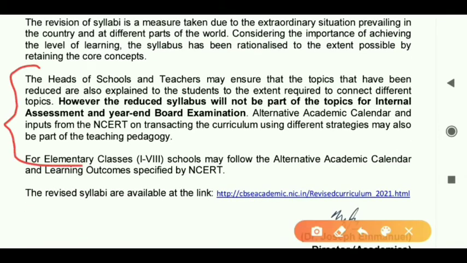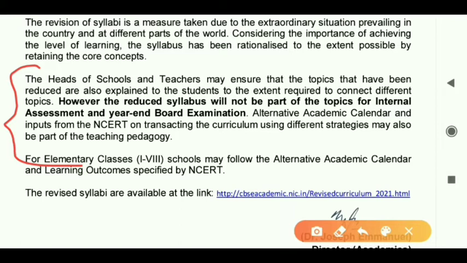This paragraph is important. It says that if the topics which have been reduced are connected with the topics that are still present in our syllabus, then we need to understand those topics. Understanding is important, though questions will not be asked either in the internal assessment or in the year-end board examination.